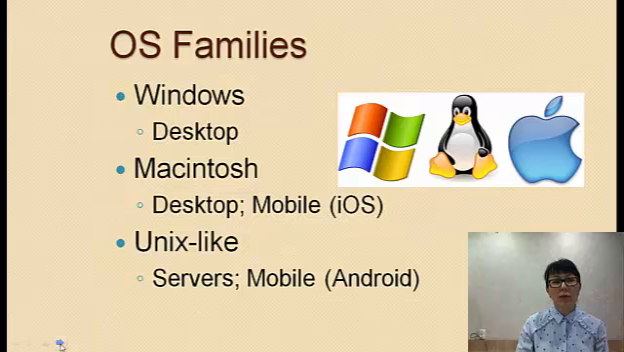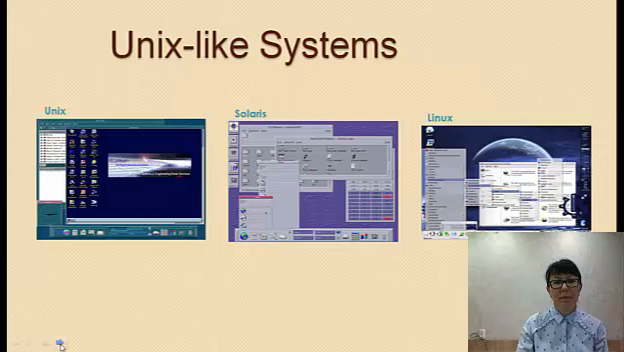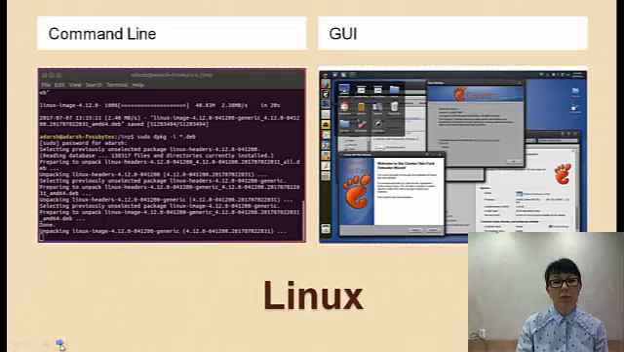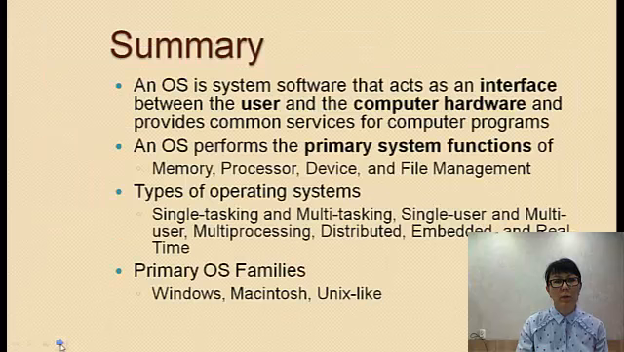Families of operating systems: Windows family, Macintosh, Unix-like. These pictures are examples of Unix-like systems: Unix, Solaris, Linux. Command line and GUI of Linux in these pictures.